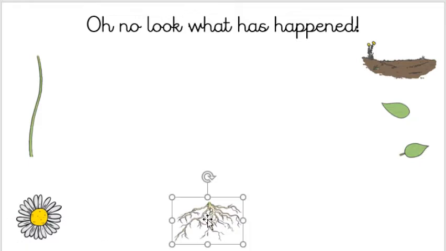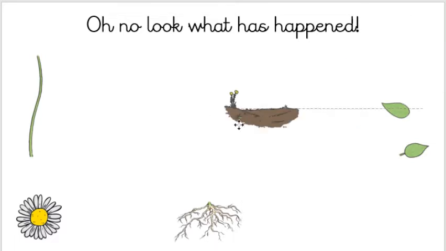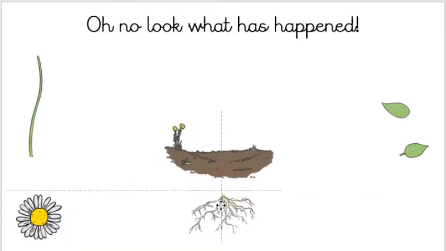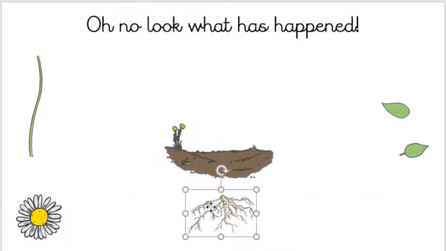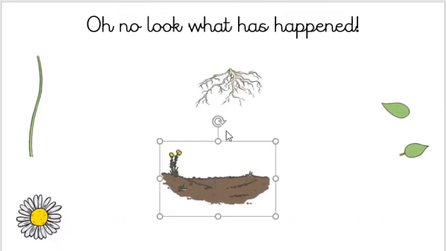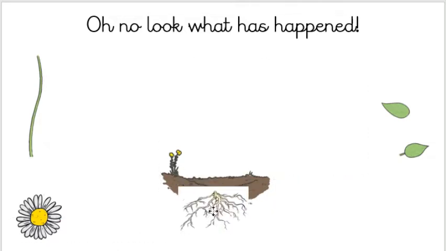There we go. Now the roots are in which part? Are they up in the grass? They are in the soil. So we need to move the soil. Let's make the soil a little bit bigger. And we'll put the roots inside the soil. Here they go, they're inside the soil.